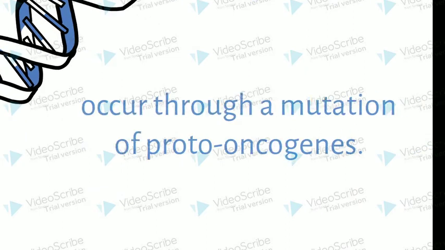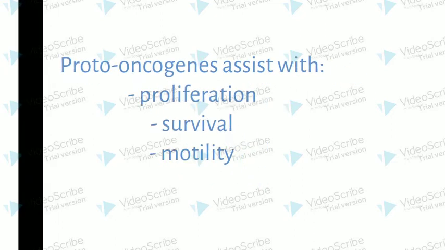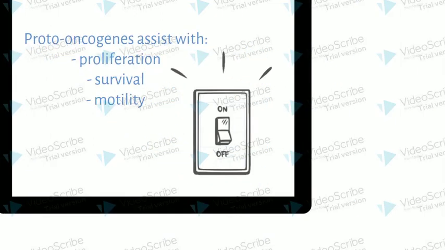They occur through mutation of proto-oncogenes. Proto-oncogenes assist with proliferation, survival, and motility of a cell. An oncogene acts similarly to a proto-oncogene. However, due to mutations, its functions never turn off.